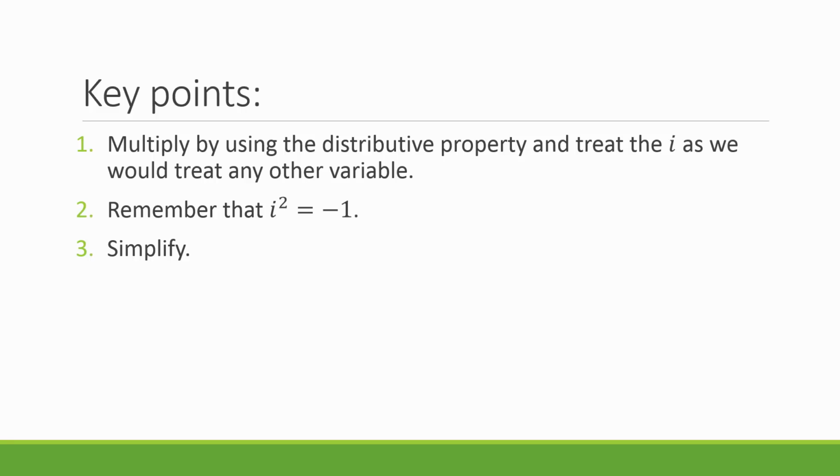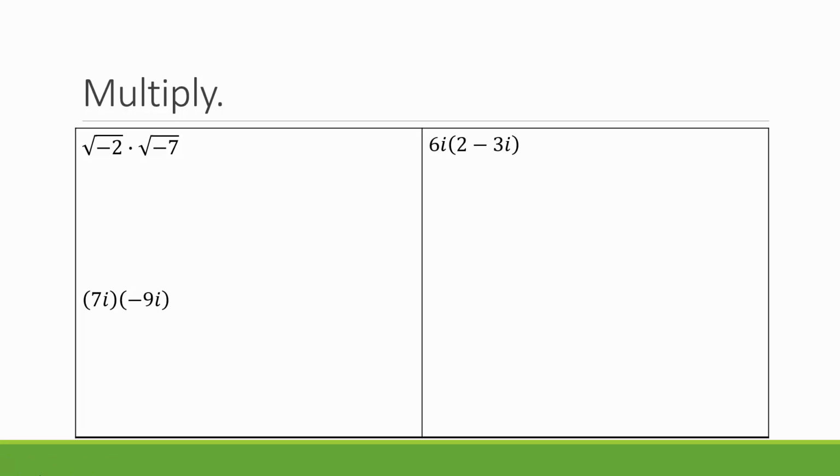So if you have a negative underneath the radical, you want to change it to i squared, multiply it out, and simplify. If you have an i squared outside of the radical, you want to change that to -1. Let's look at a few examples here.